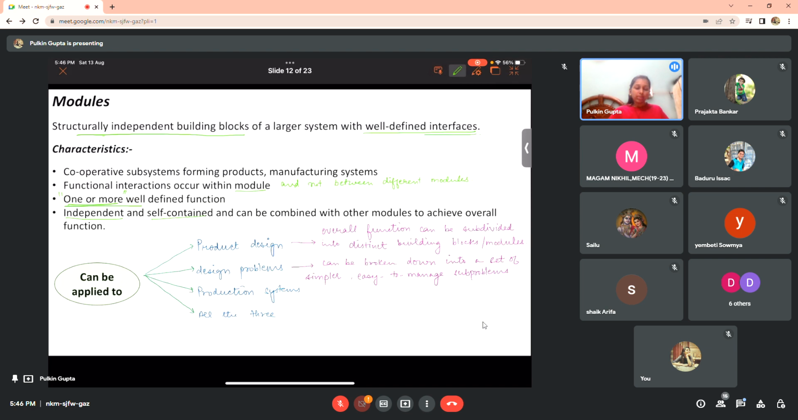So this can be applied to product design, where the overall function can be subdivided into distinct building blocks and modules, or the design problems, wherein you can define how to break down the problem into a set of simpler and easy to manage sub problems. Then production systems or the manufacturing systems, how to subdivide the different manufacturing stages, are all of these together.